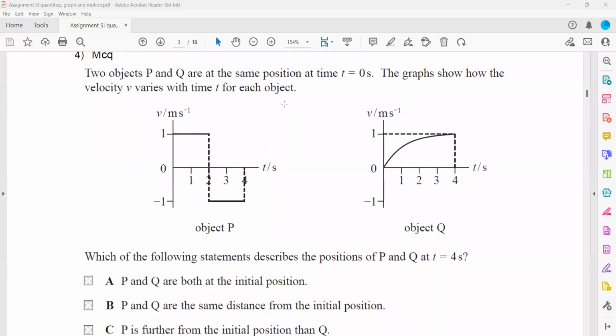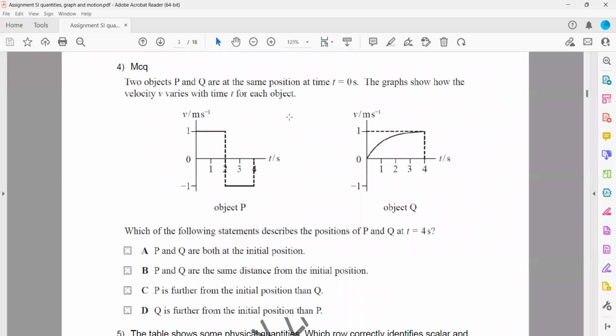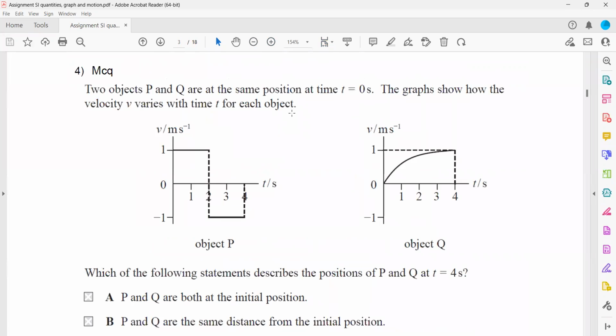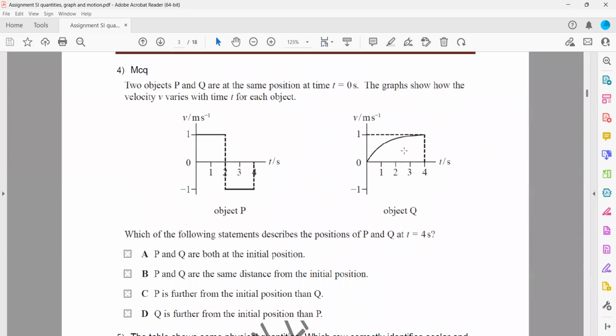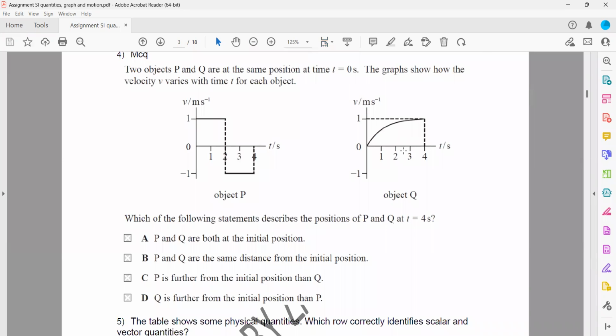So this is a graph for two objects. We have two objects, one is P, another one is Q, at the same position at t equals 0. The graph shows how the velocity varies with the time. Which of the following statements describes the position of P and Q at time t equals 4 seconds?